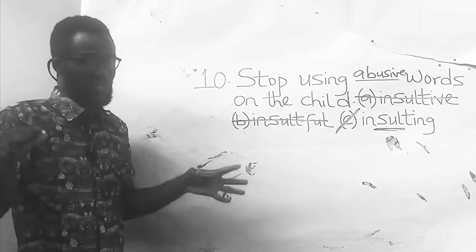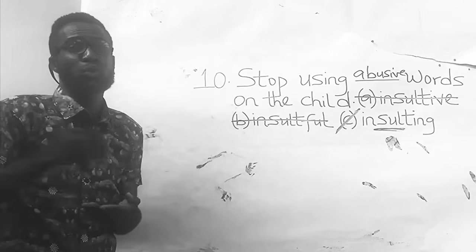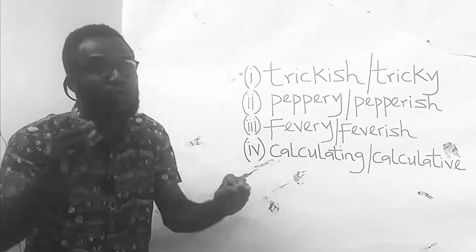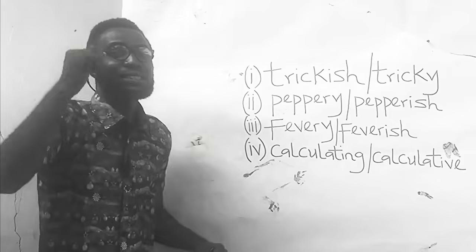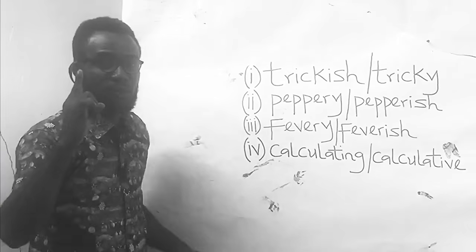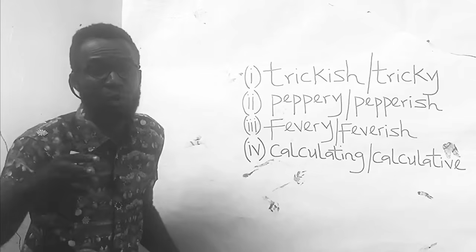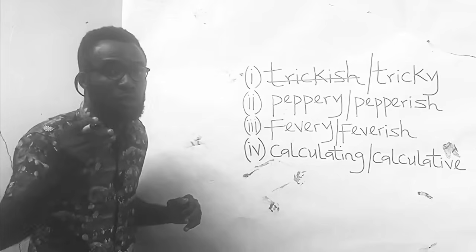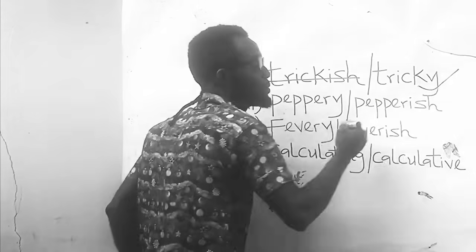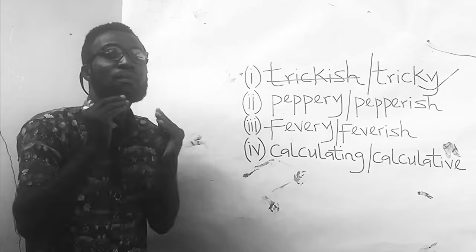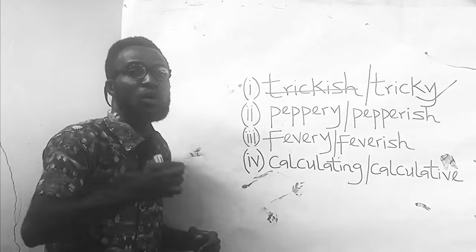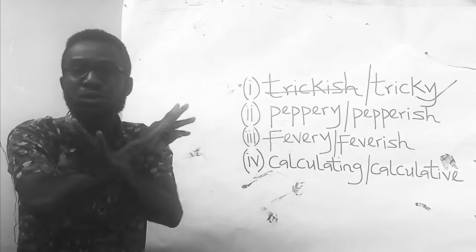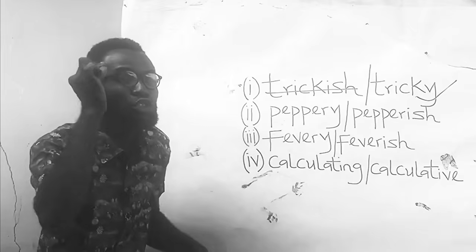Let us look at a few more things here so that you will understand much better. Please note that if something is difficult, or if a person is deceitful, cunning, or crafty, we do not say that the person or the thing is trickish. Rather, we say that the person or the thing is tricky. For example, "Emeka is too tricky for my liking." "Our teacher gave us a tricky question to answer." I believe that is understood. It is tricky and not trickish.